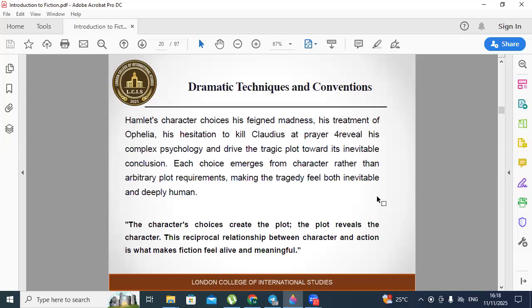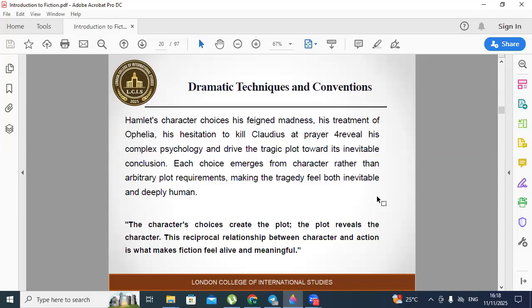His treatment of Ophelia, pushing her away despite apparent affection, leads to her madness and death. His hesitation to kill Claudius at prayer extends the conflict and creates opportunities for complication. His impulsive killing of Polonius sets catastrophic events in motion. Each choice emerged from character rather than arbitrary plot requirements. We understand why Hamlet makes each decision, even when we might wish he chose differently.